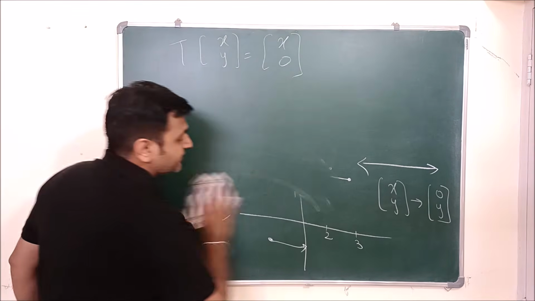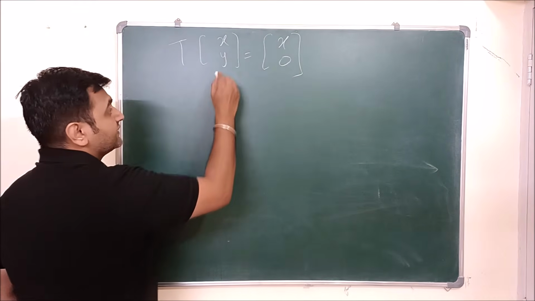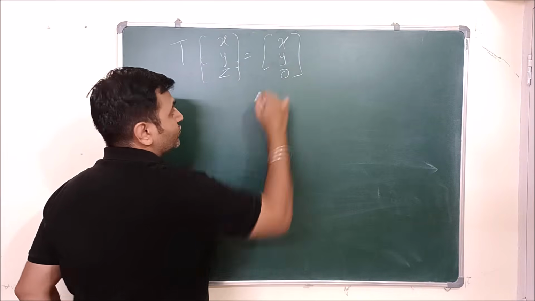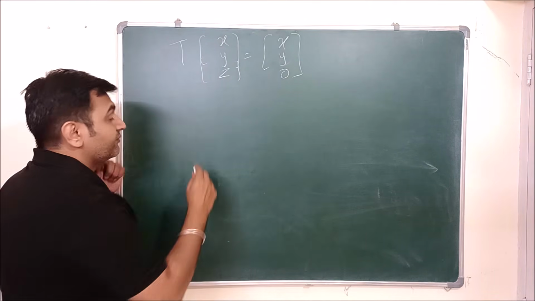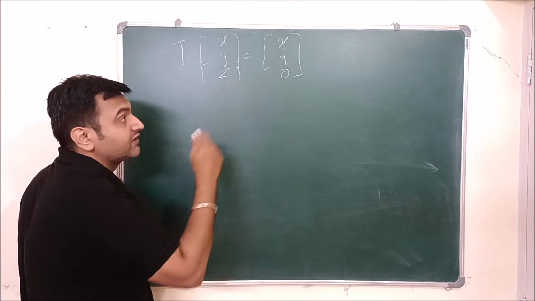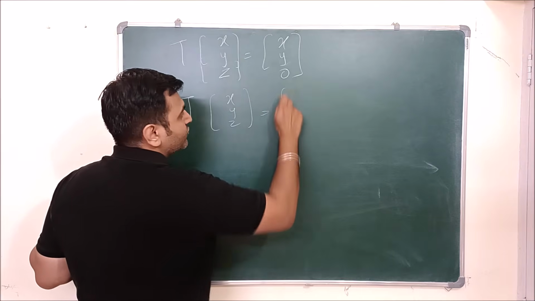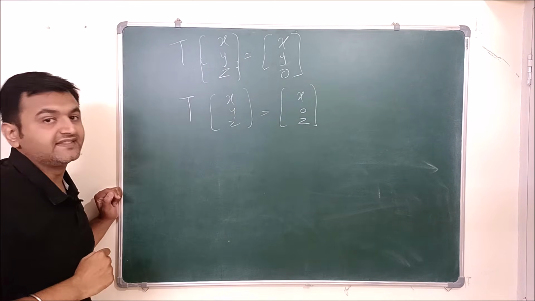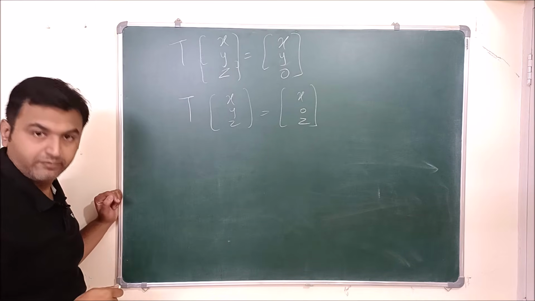Suppose you take a map from R3 to R3, so x, y, z going to x, y and 0. So this is a projection on the xy plane, because the z component is becoming 0. If I define a map x, y, z going to x, 0, z, then this is a projection on the xz plane. And similarly 0, y, z will be a projection on the yz plane.